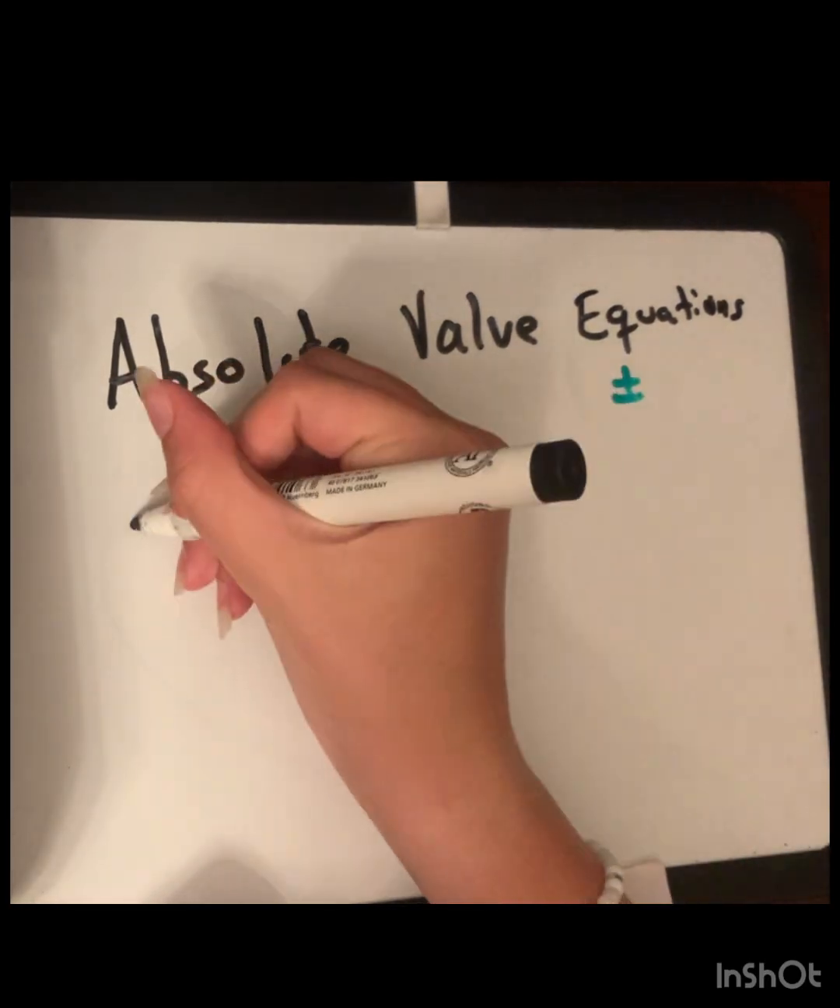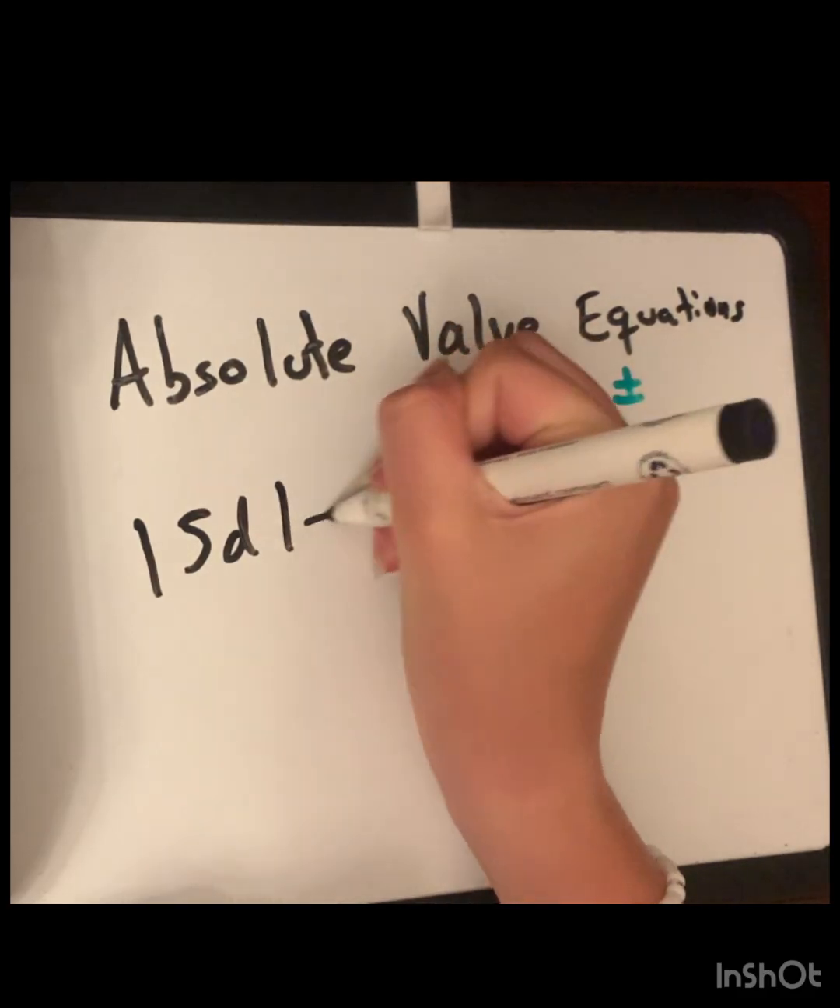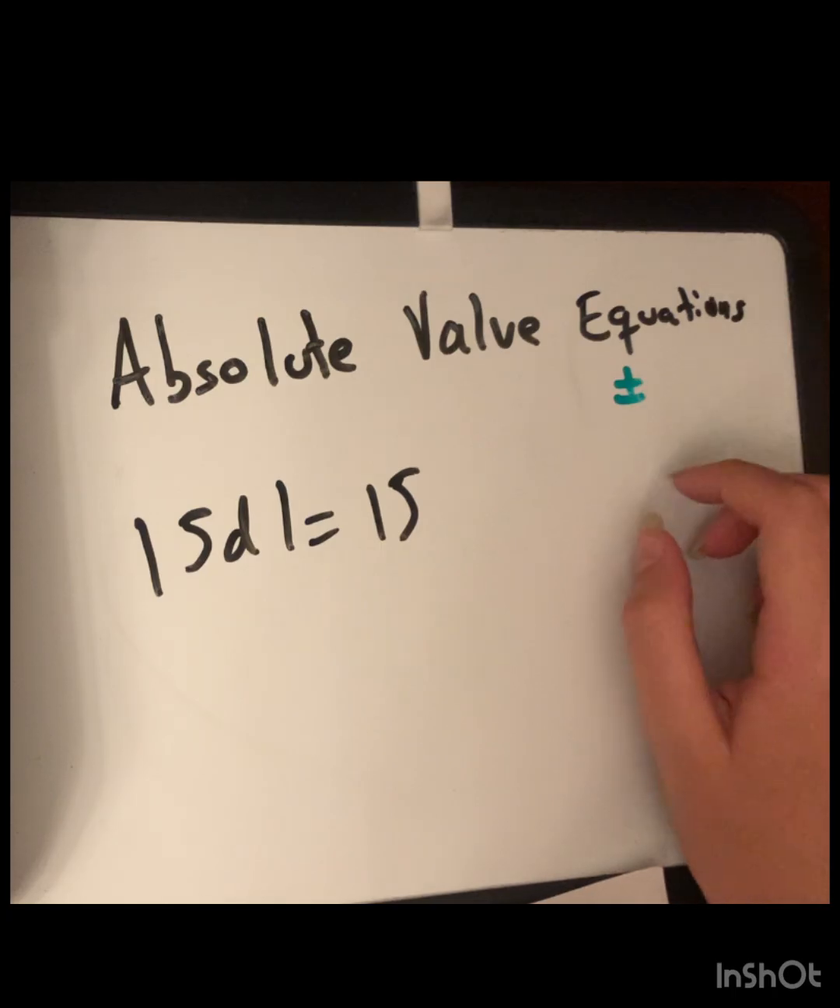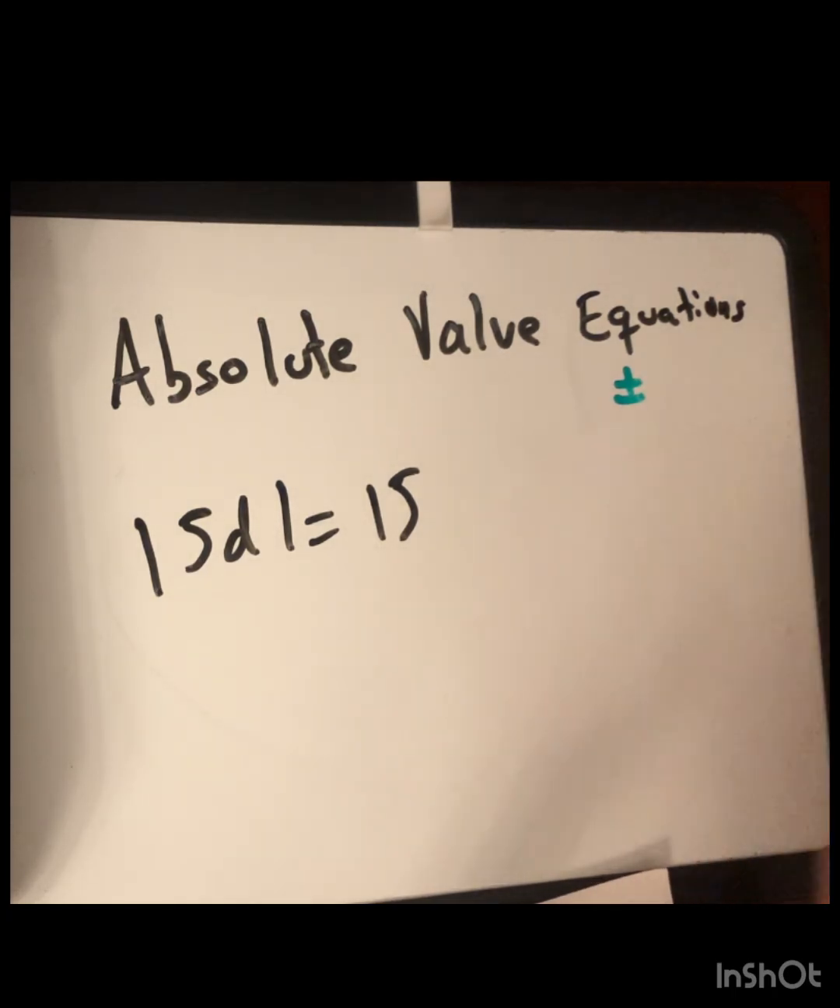So let's start. I love using number 5. I don't know why, but I just do. So if we have absolute value 5d equals 15, first of all, you all need to know that absolute value equations have two equations. Freaky, but it's true. So let's get to it.